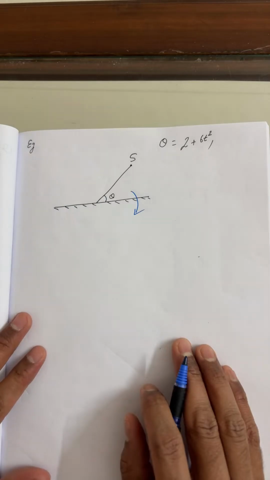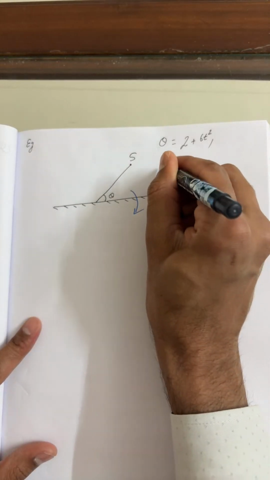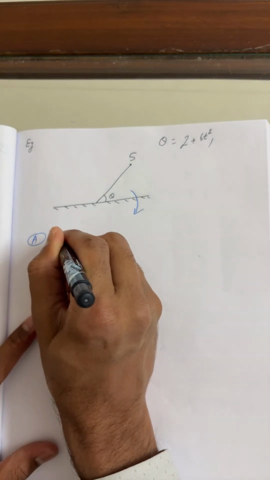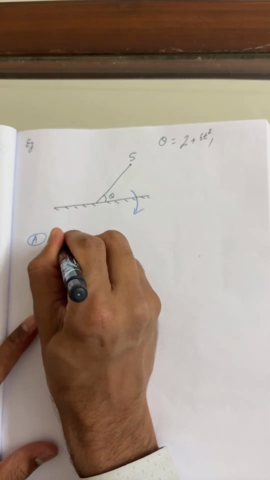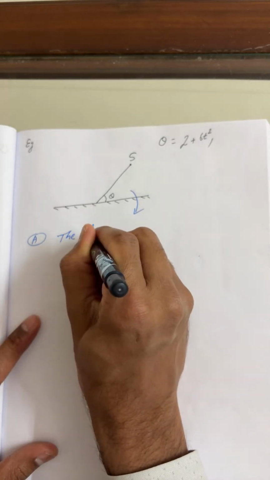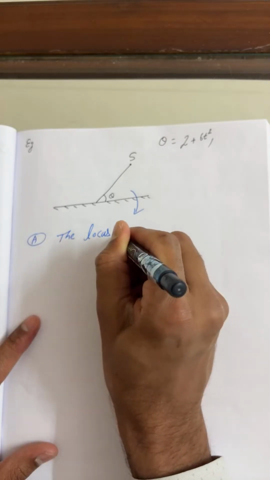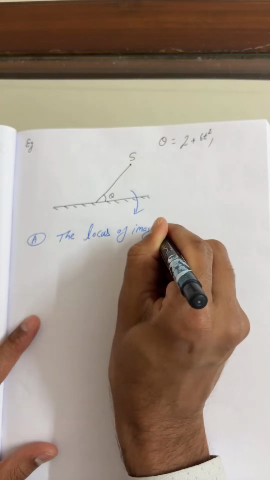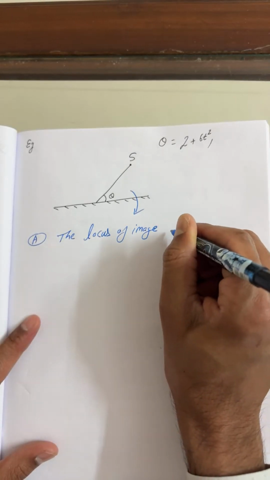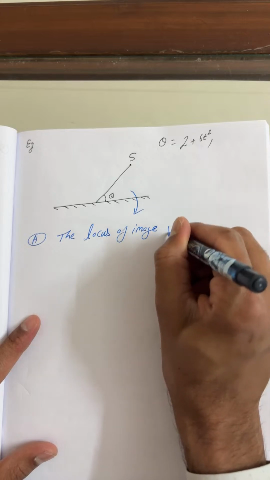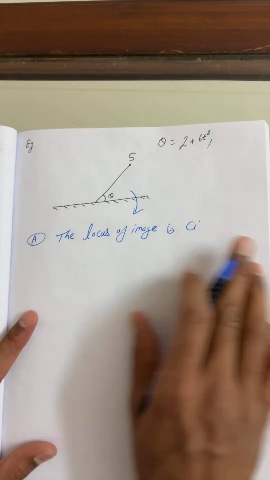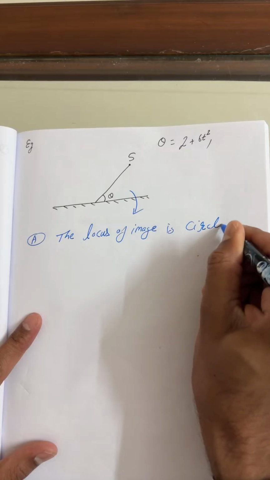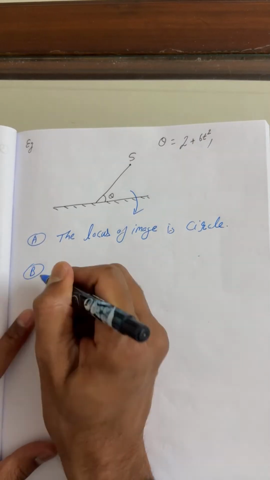So we have to find the following. Beta, now have a look here. I can see option first. Option first, I'll write here: the locus of image is a circle. We have to select which one is correct. The locus of image is a circle. Okay, option second, beta.